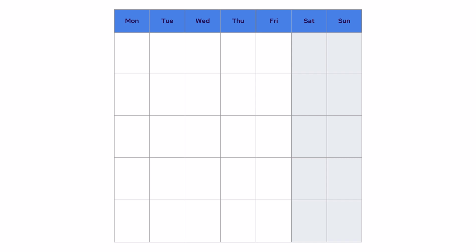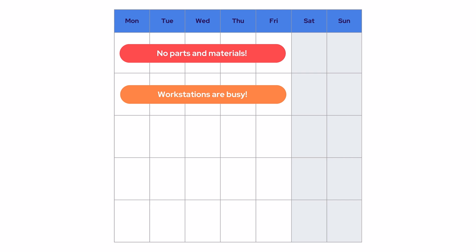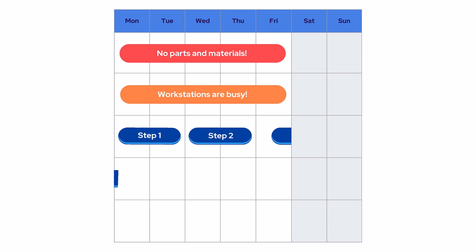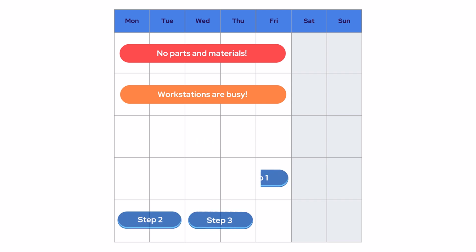When scheduling production, consider 3 key factors. First, limited materials and workstations constrain the process. Second, operations must be performed in their correct order. Third, the operations can be scheduled using forward or backward scheduling.